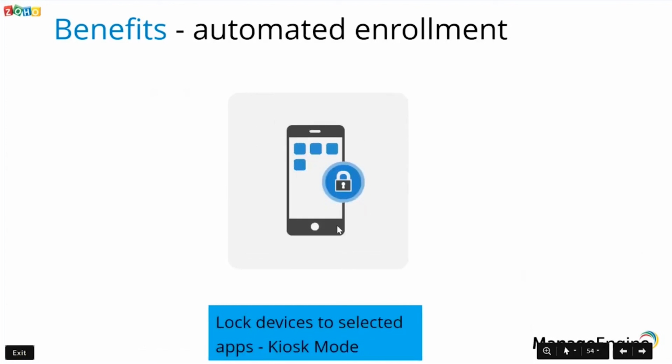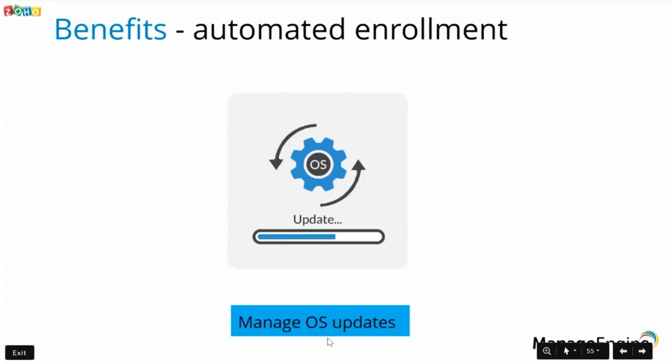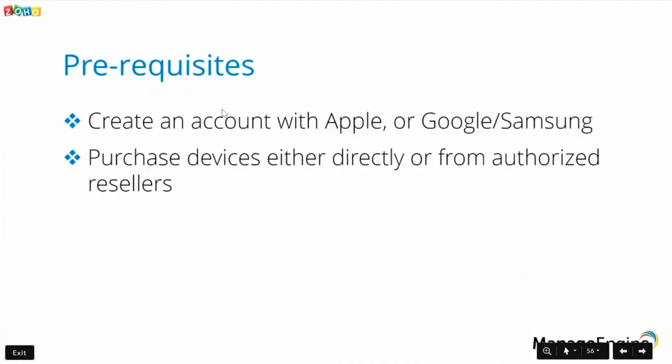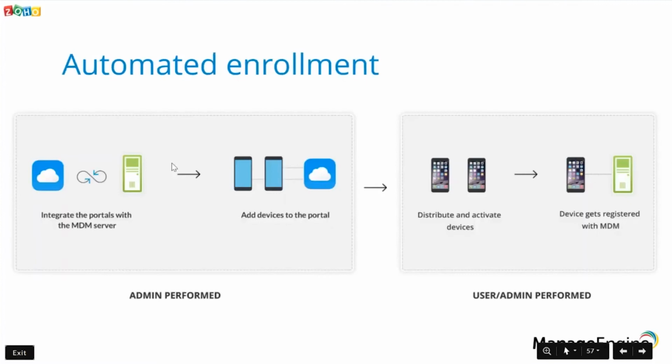And also we allow you to lock devices to a set of approved applications alone, and we call this kiosk mode. You can also manage, schedule, and even restrict OS updates based on your convenience. So the conditions that need to be met for these automated enrollment methods are: you need to create an account with Apple or Google, and your devices will have to be purchased either directly or from authorized resellers.